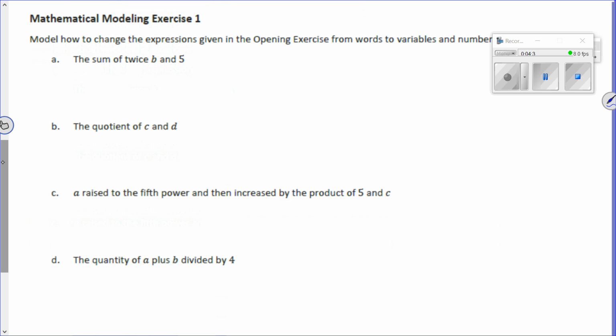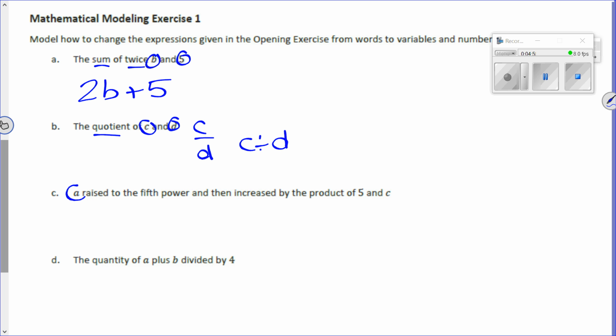Okay, so here's why we didn't have you guys do the expressions. Now's your chance to do the expressions with these. Since we already did it, the sum of twice B and 5: twice B, sum, and 5. Should go in that direction. Quotient, C and D. Quotient, division, C and D. You can do it either way. A raised to the 5th power, and then increased by the product of 5 and C.